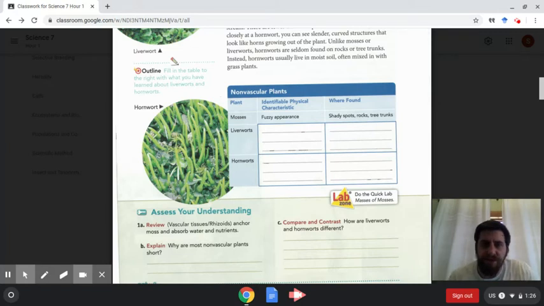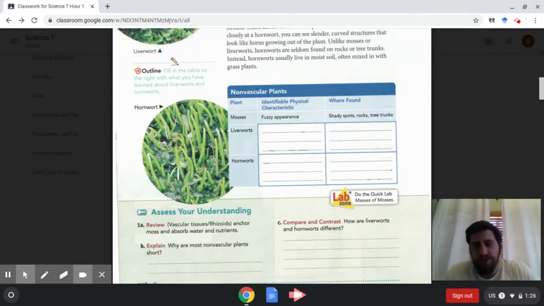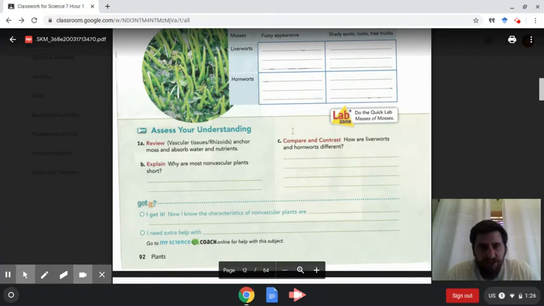Identifiable physical features and where are they found? So they're mosses. They already filled it in for you. They have a fuzzy appearance. They're found in shady spots, rocks, and tree trunks. Liverworts, they look like the human liver. It's kind of gross. And they're found in moist rocks and soil along streams. Hornworts are, of course, horn-like in their curved structures, and they're found in moist soil mixed in with the grass.